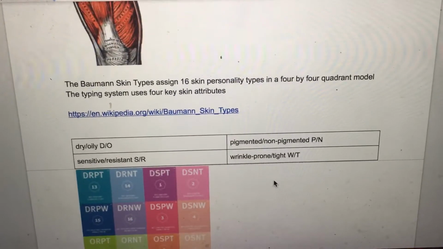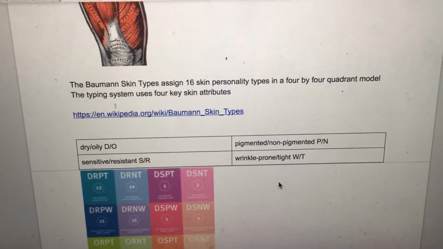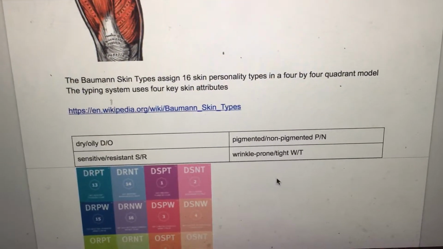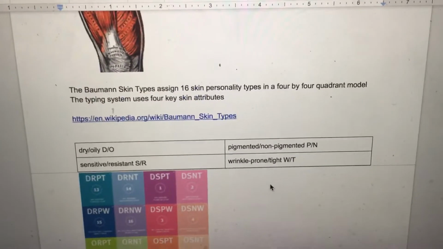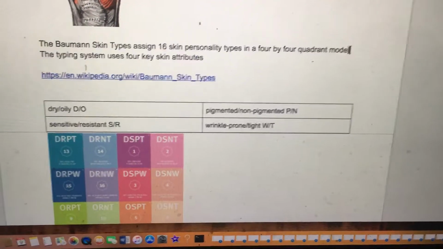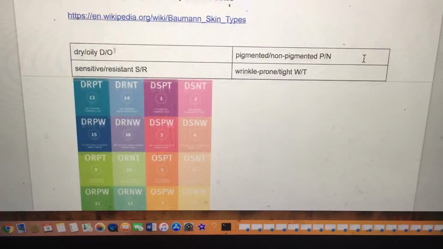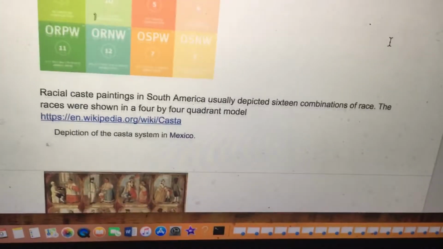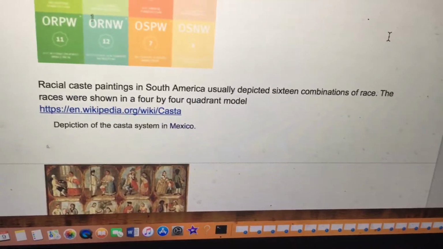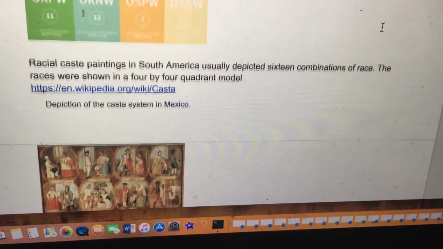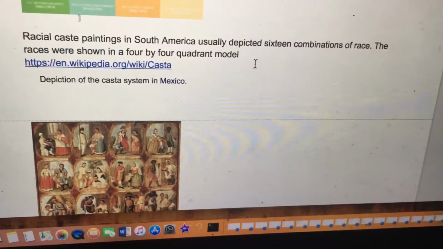The Bauman skin types assign 16 skin personality types in a 4x4 quadrant model. The typing system uses 4 key skin attributes. There it is, the 4x4 quadrant model matrix. Racial caste paintings in South America usually depicted 16 combinations of race. The races were shown in a 4x4 quadrant model.